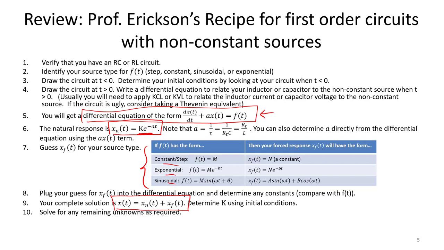Finally, we need to determine the constant k from our natural response, and we do that using the initial conditions that we find in our earlier step.